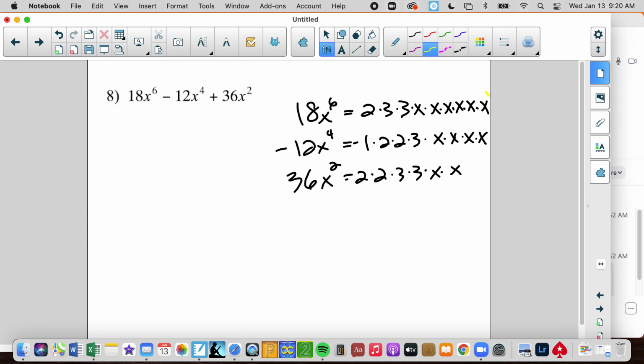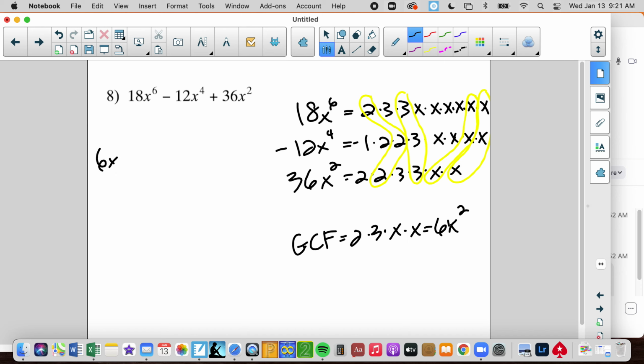All right, they're going to have an x in common. They're going to have a second x in common. They have a 3 in common. And they have a 2 in common. So my GCF is 2 times 3 times x, or 6x squared. Nice. 6x squared. We're left with 3x to the 4th minus 2x to the 2nd plus 6, and that's it.